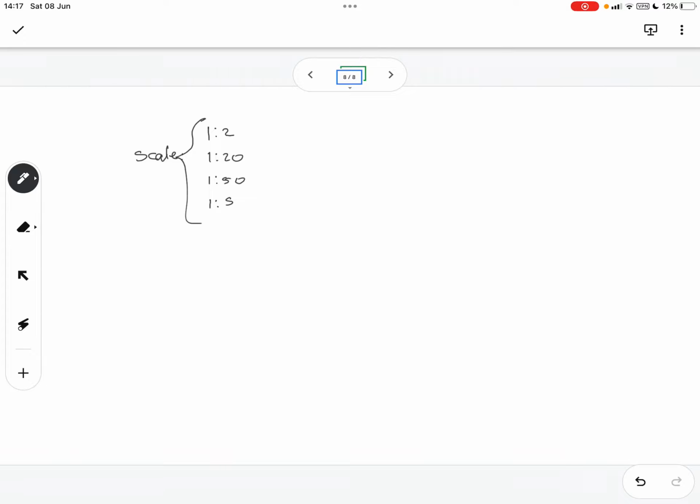But either way, you would use a scale. Now this scale helps us translate in geography. Musa, did you do geography at school? Nope. I didn't do geography. Oh, I did. Okay.